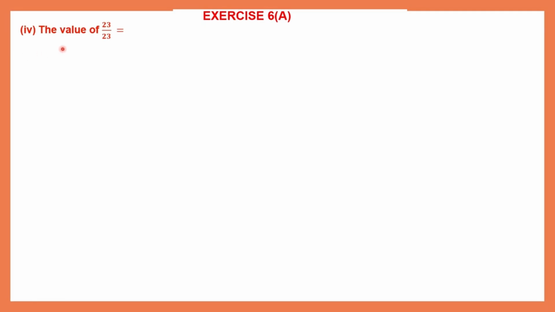Question 4. The value of 23 by 23 is what? Now, when the numerator and the denominator are the same, then the value is always equal to 1. So the answer here is 1. Question 5. Here also we have the value of 5 by 5. Again, numerator and denominator are the same, so the value is 1.